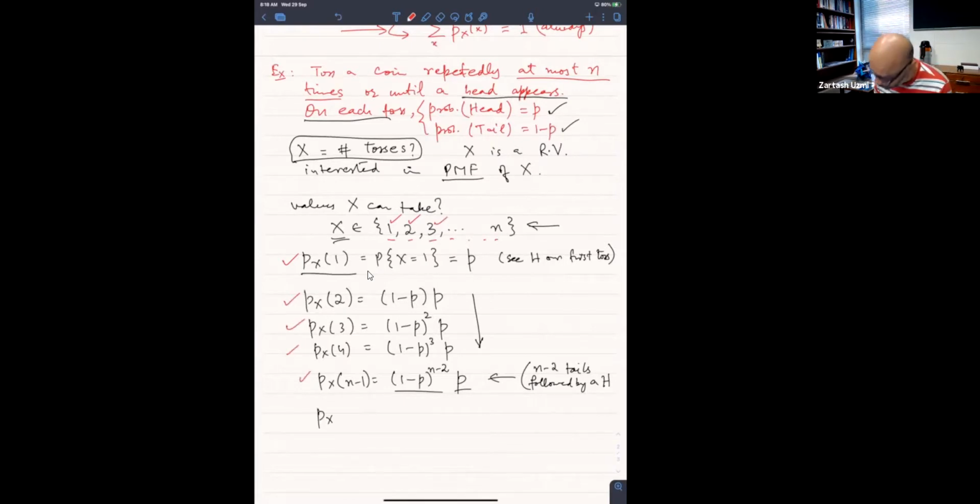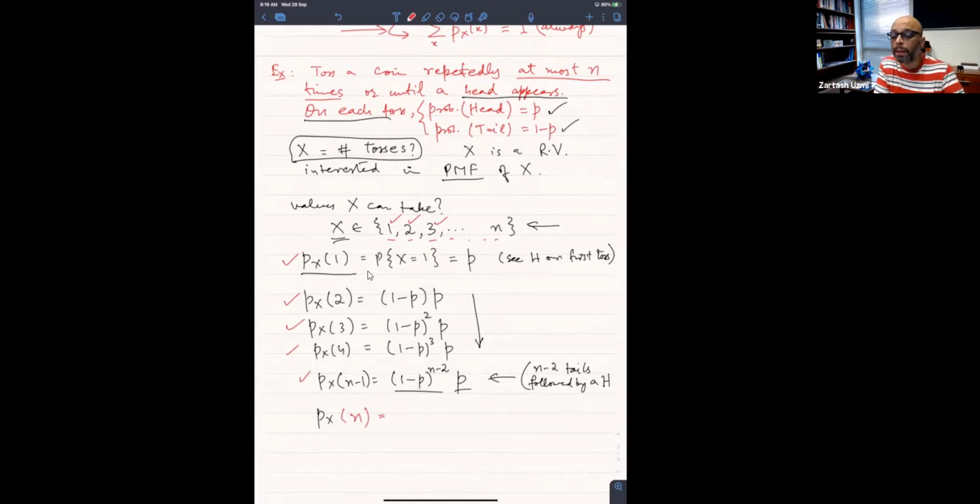एक ही रह गई अब. What is the probability x takes the value n? Answers in the chat window.